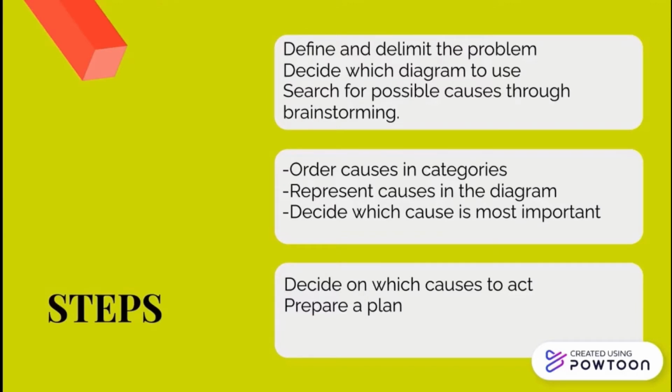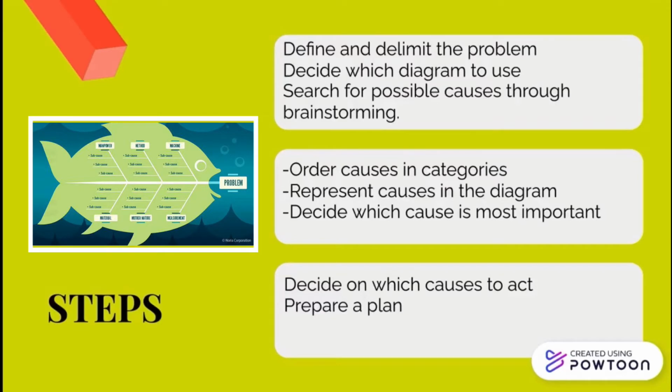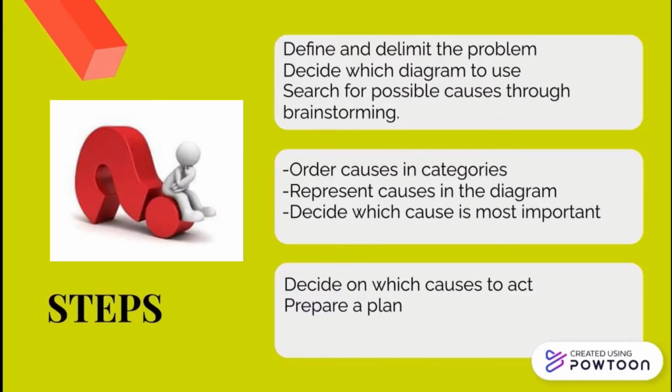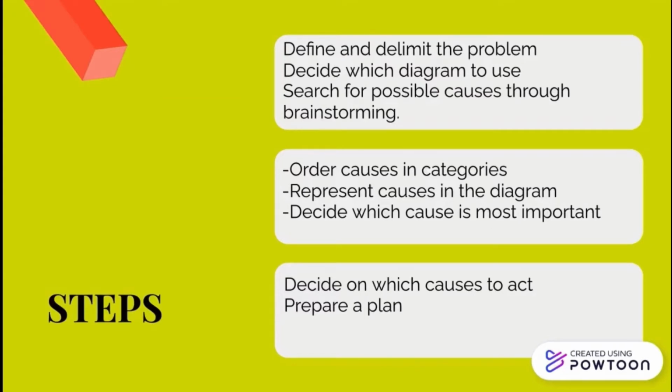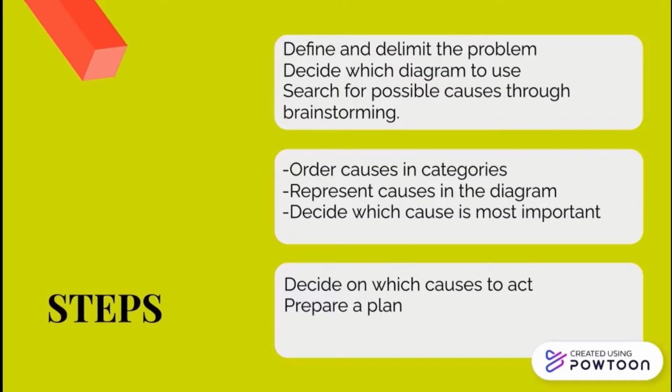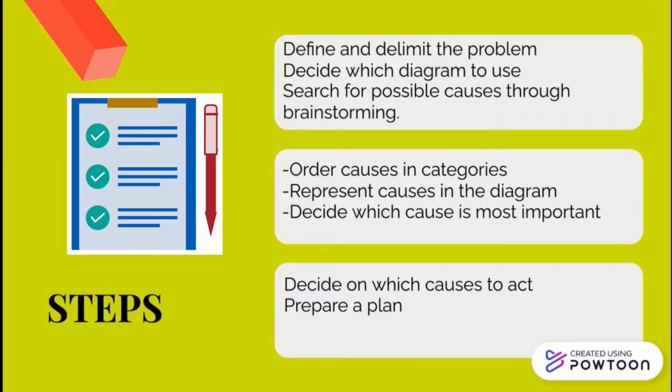Step number 5 is represent causes in the diagram. Step number 6 is decide which cause is most important. Step 7 is decide on which causes to act. And finally, step 8, prepare a plan.